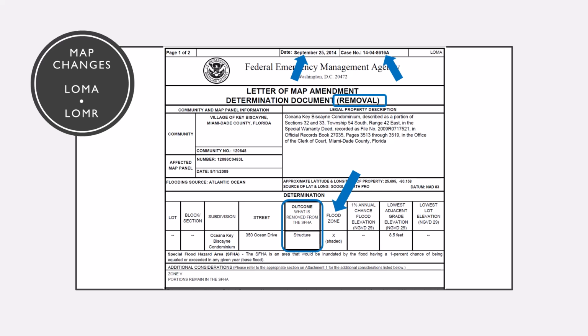However, in this second example, you see the LOMA is for the structure to be removed from the special flood hazard area. So for this property, the date of the letter and the case number should be written in the comments area of section D. If the surveyor doesn't do this, the floodplain administrator can add this information to the comments area of Section G.